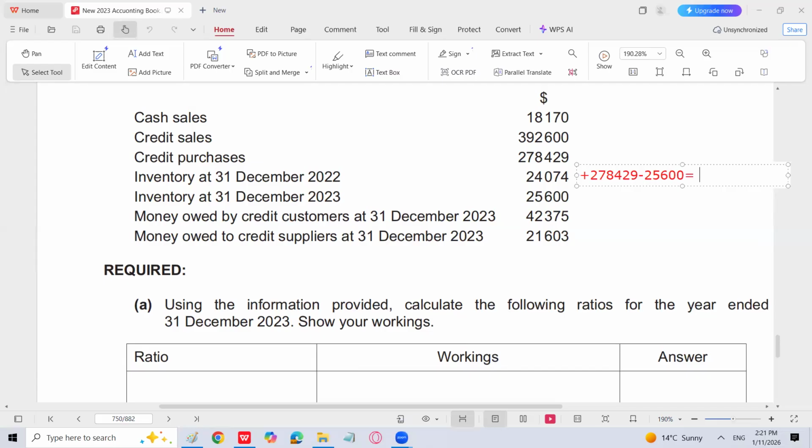So the answer is 276,903. Now I have to calculate average inventory, which is opening inventory 24,074 plus closing inventory 25,600 divided by 2.